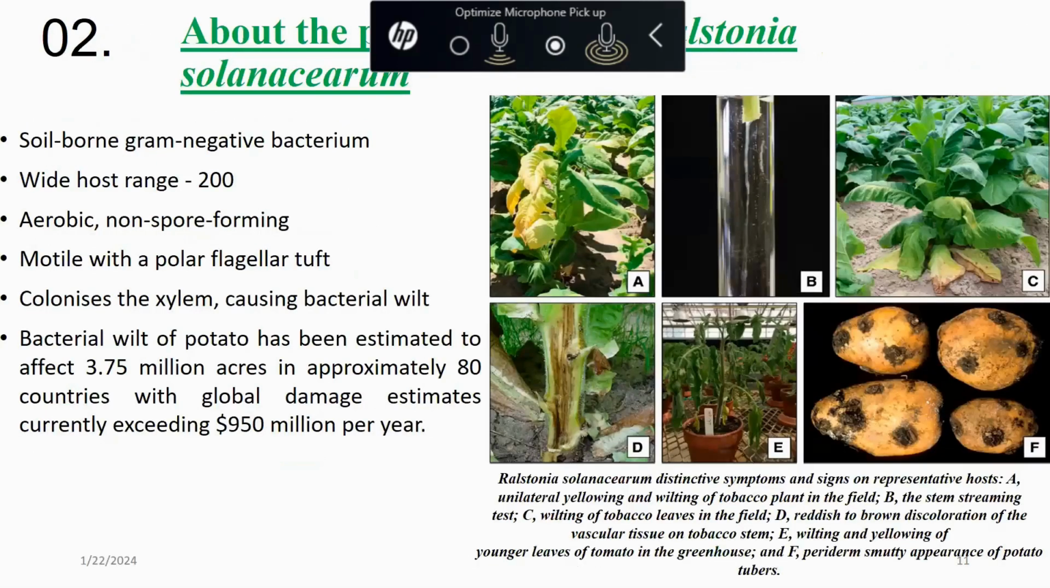Ralstonia solanacearum, as I also mentioned, is a gram-negative soil-borne bacteria. It infects various host plants, in fact very important ones which we commonly consume, like potatoes, tomatoes, chilies, eggplants. This bacteria is present normally in the soil and does not require any additional conditions to grow. It can easily grow and proliferate. The major disease this bacteria causes is known as bacterial wilting.